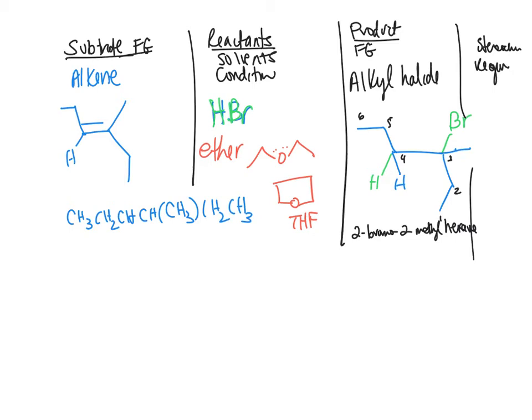regiochemistry, or intermediates. So like if you have a carbocation, an intermediate would be your more stable carbocation for like E1 and SN1. Stereochemistry for your E2 is anti-periplanar, 180 degrees. Stereochemistry for SN2 would be backside attack, so inversion of stereochemistry.